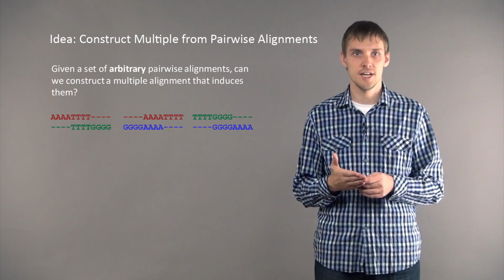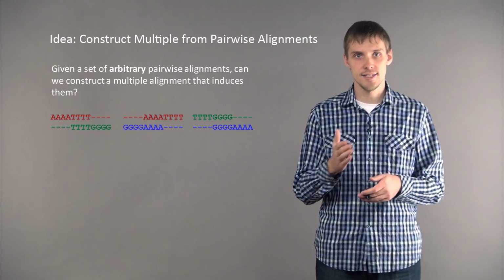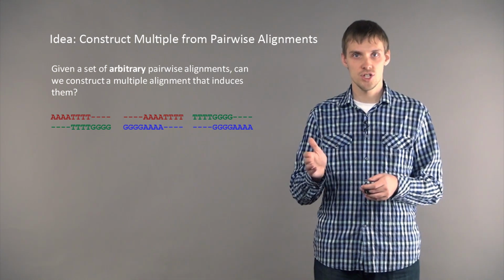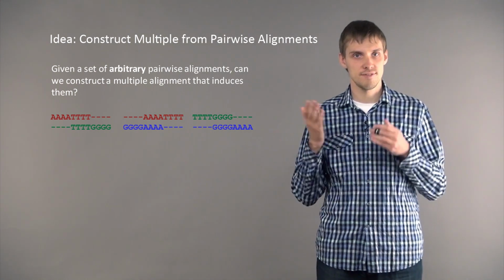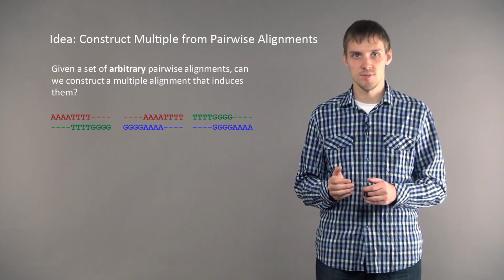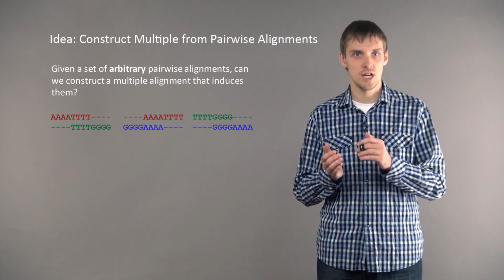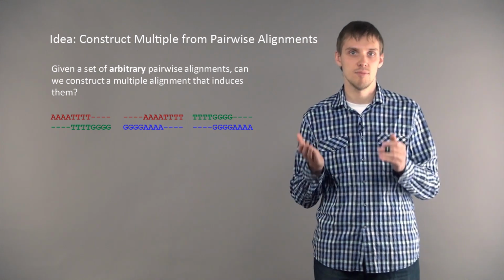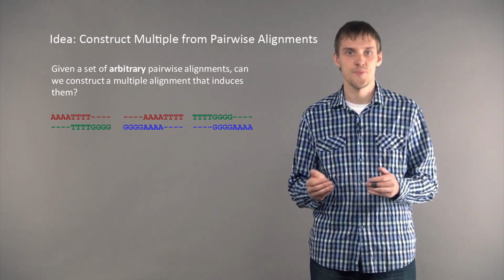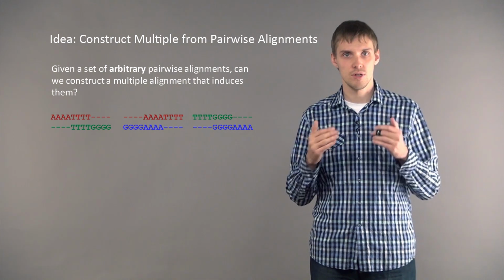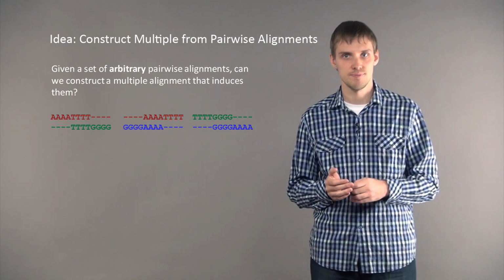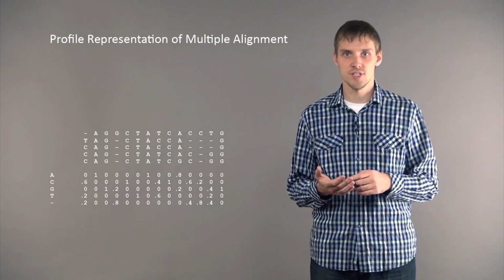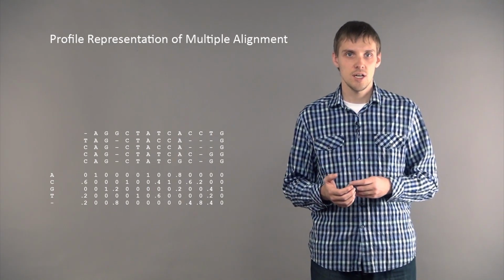For example, if we have sequences AAA TTT, TTT GGG, and GGG AAA, we have these 3 pairwise alignments, which have 4 matches each. But we cannot construct a multiple alignment of these 3 sequences which will induce all these 3 pairwise alignments. But what can we do? Let's consider profile representation of multiple alignment.